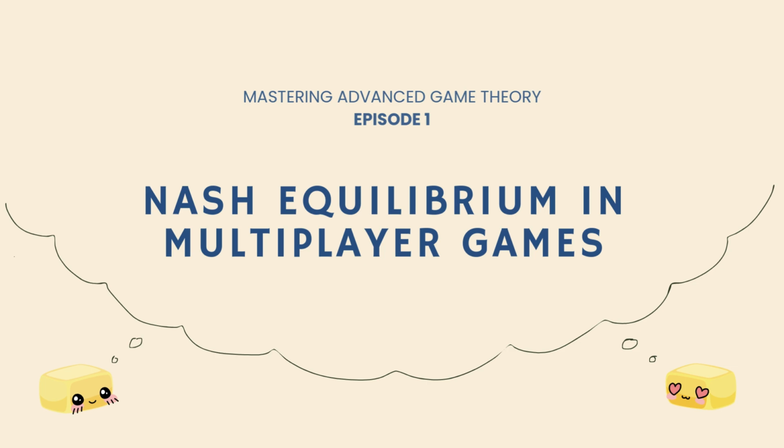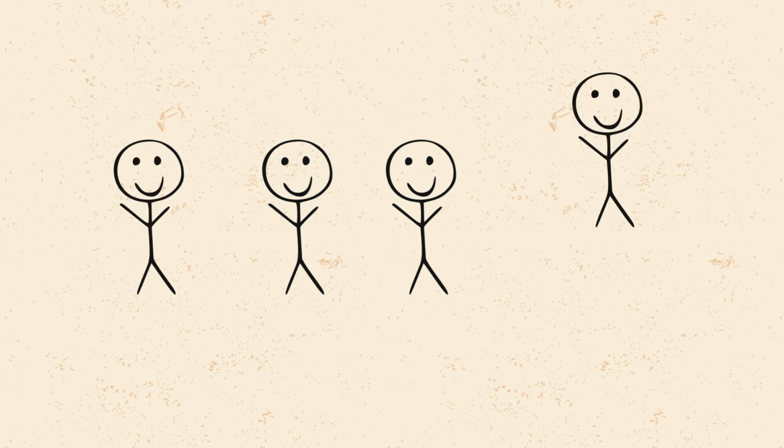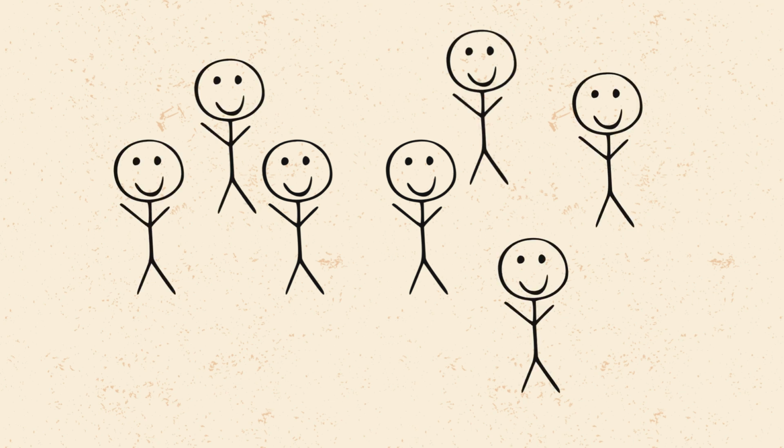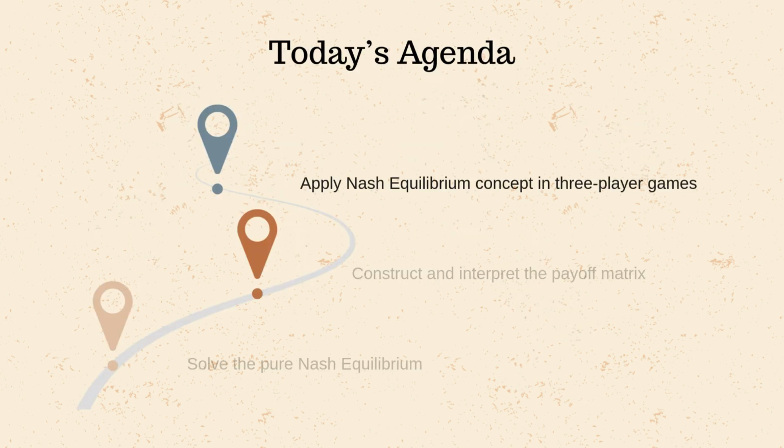Nash Equilibrium in Multiplayer Games. What happens when more than two players interact in a game? How do we find the Nash equilibrium when everyone is trying to maximize their own payoff? Here is what we'll learn today.